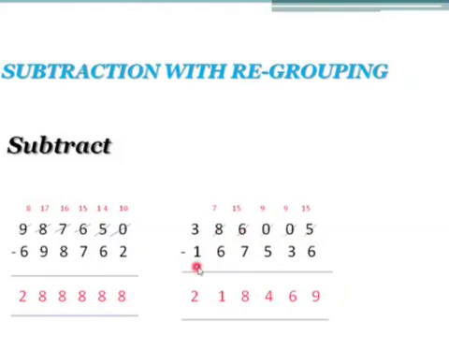3,86,005 minus 1,67,536. So this is how you are going to subtract. Same way we have done this sum, same way we are going to do this. So 5 minus 6. 5 is a small number, so you cannot subtract. So what you should do, you have to borrow from the next number.